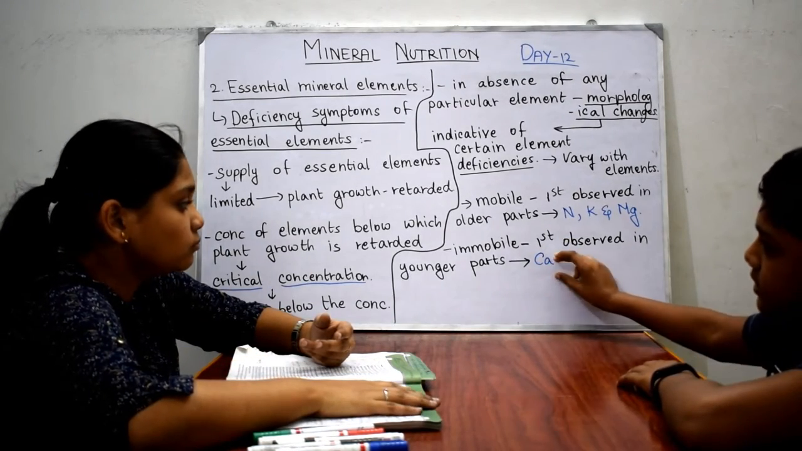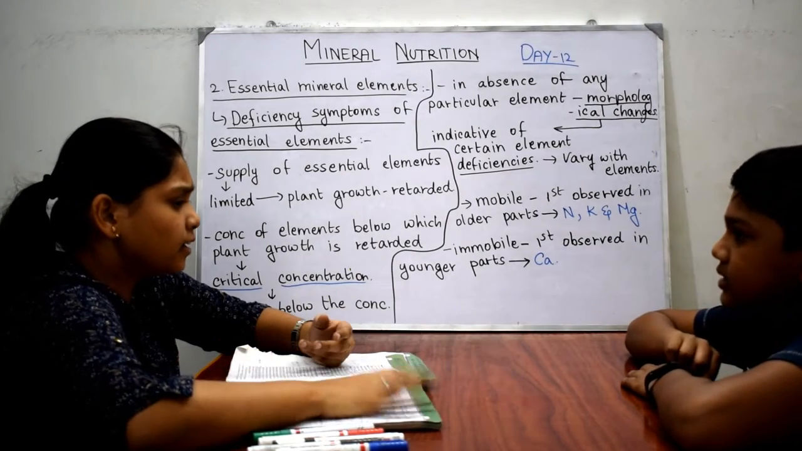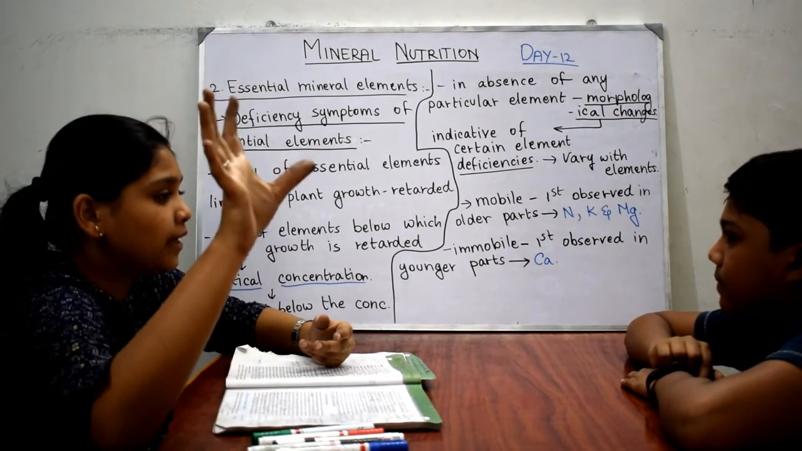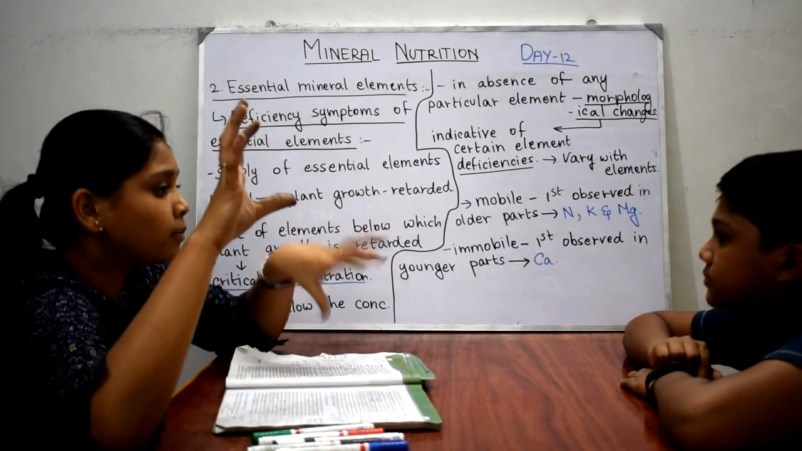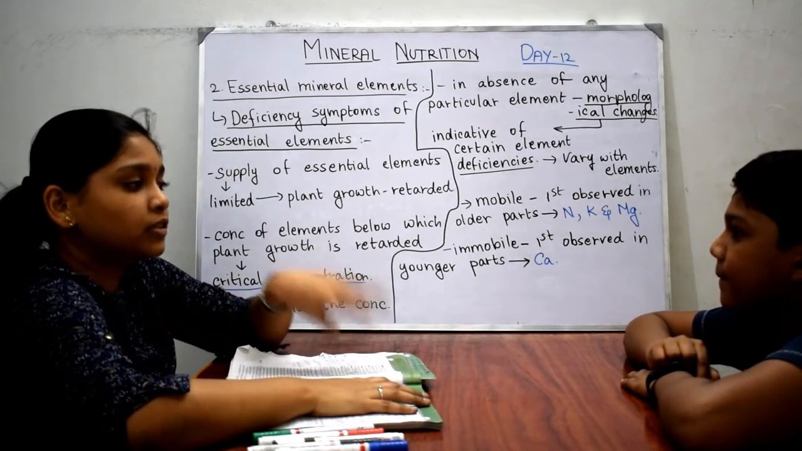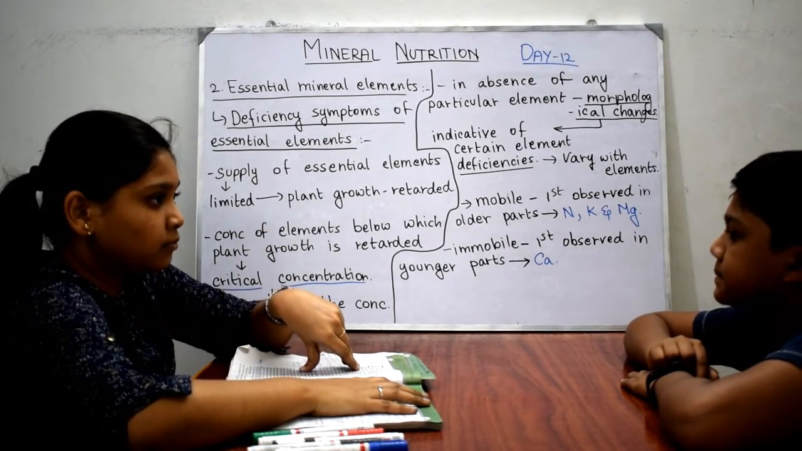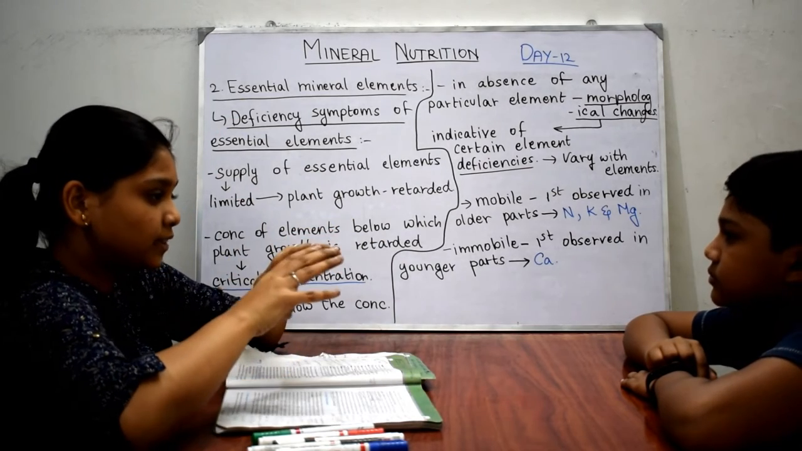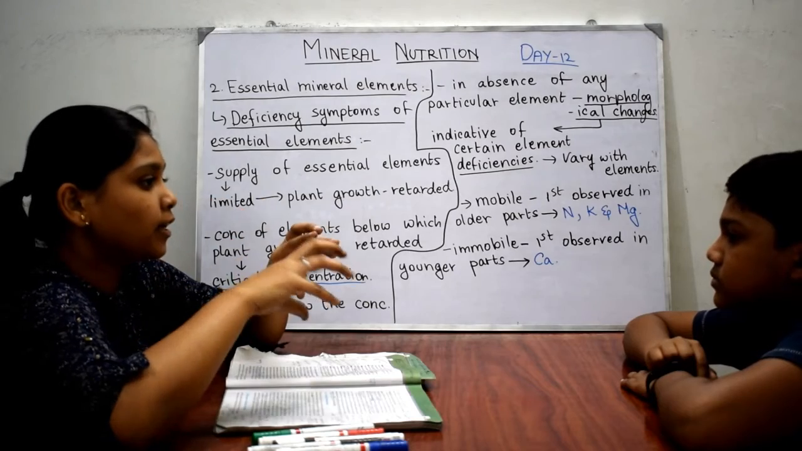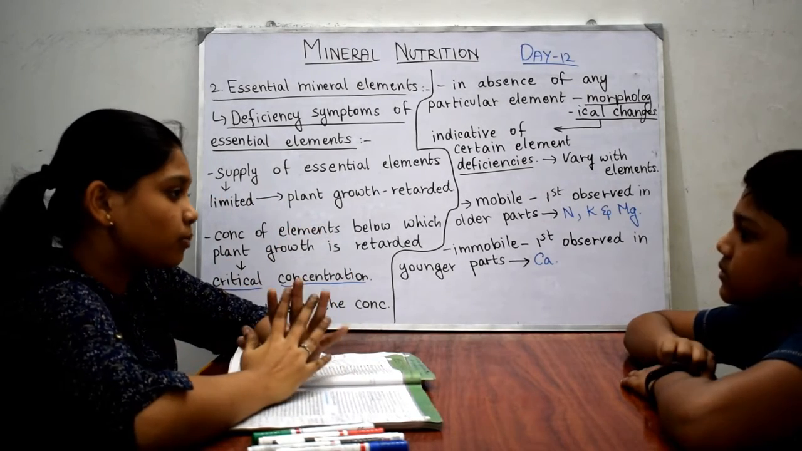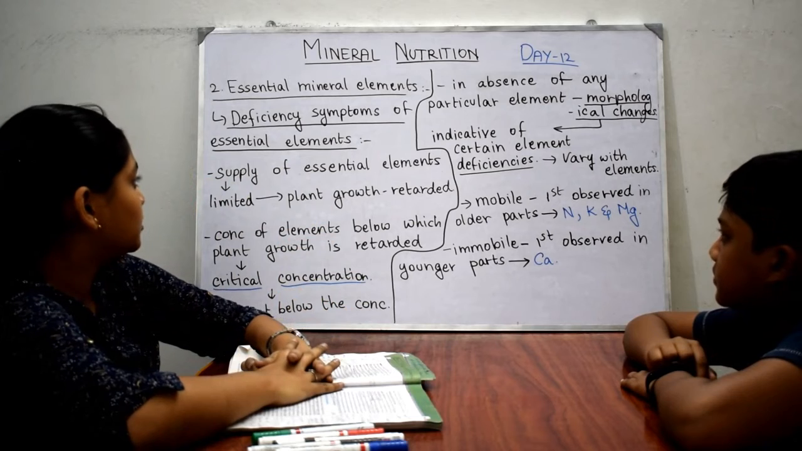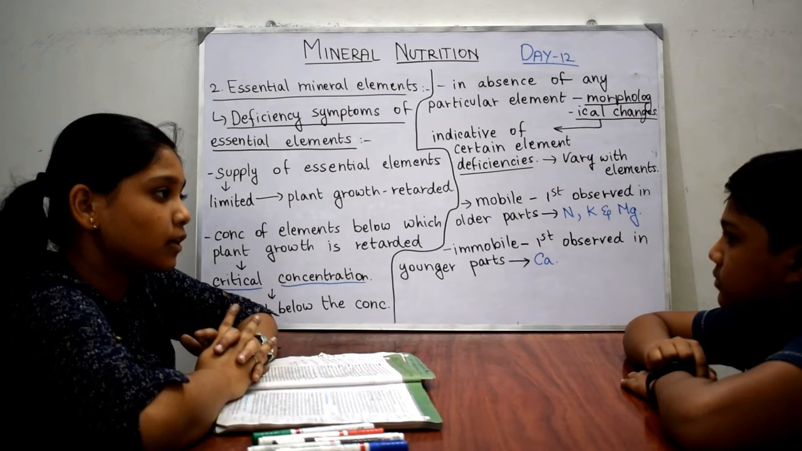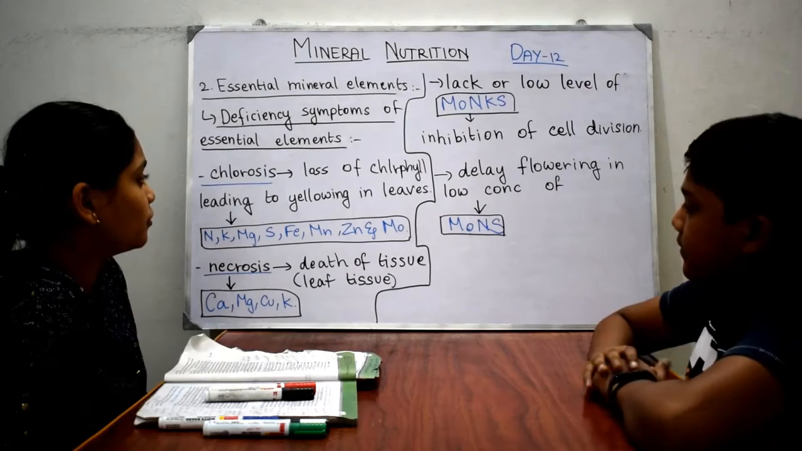So these immobile elements are always present in the decaying parts and do not move to the younger parts of the plant. The deficiency is first seen in the younger parts of the plant, because calcium is not present there. Can you understand? For an immobile element, the deficiency will be seen first in the younger parts of the plant. Some more characteristics of these deficiency symptoms we will be discussing.